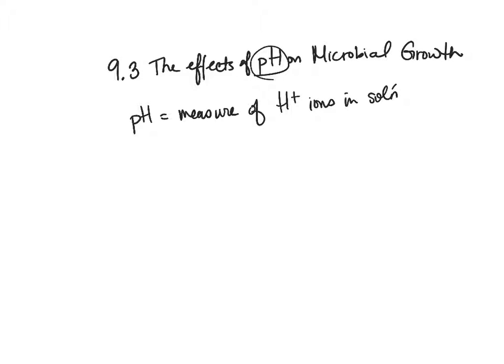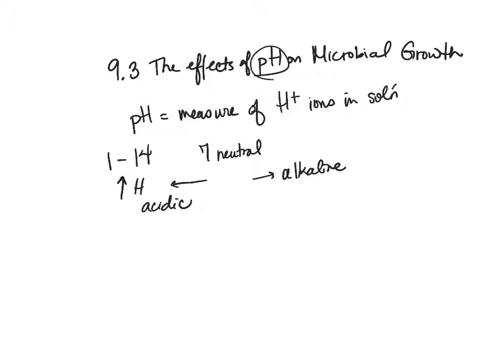And recall that the pH scale goes from 1 to 14, with 7 being neutral, with anything above 7, so 7.1 to 14, being alkaline, and anything below 7 being acidic, meaning that anything below 7 has a high hydrogen ion concentration, and anything above 7 has a low hydrogen ion concentration.